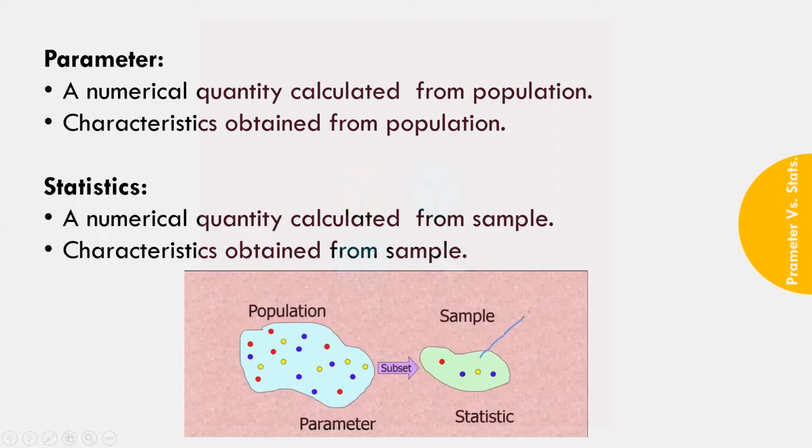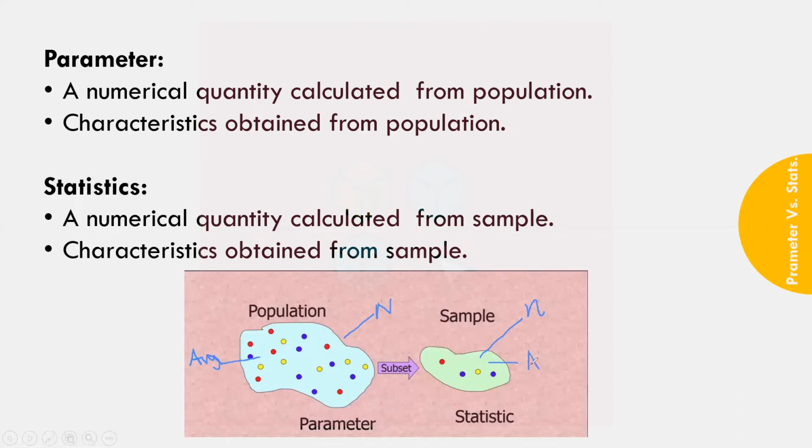For example, sample having small n observations. And population consists of capital N observations, objects, subjects, sampling units. So on the basis of these small n and capital N, we can calculate the numerical quantities. These numerical quantities may be the average. This is the average. And the numerical quantity calculated from the sample as well. This is also an average.